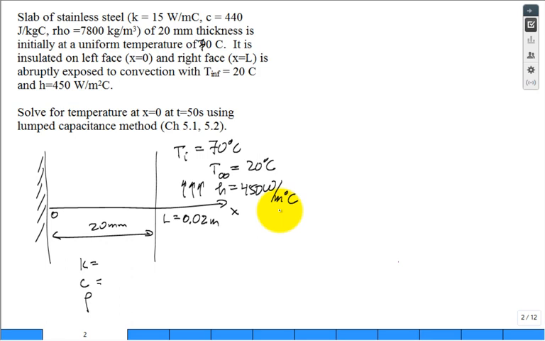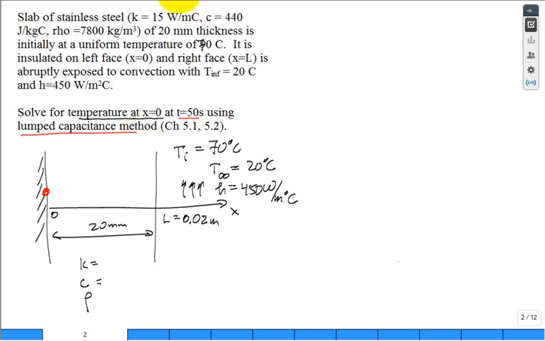Okay, that's our problem. And it asks to solve for the temperature at x equal to 0. Where's that? That's way over here on that left side. At a time of 50 seconds, using the lumped capacitance method, which is covered in sections 5.1 and 5.2 of this chapter, which we've already covered. So, can you do that? What would be the strategy for doing that?